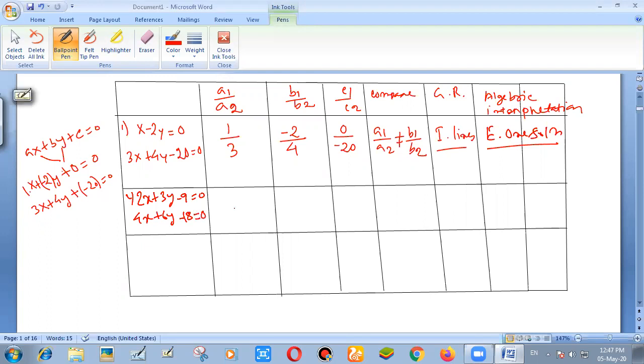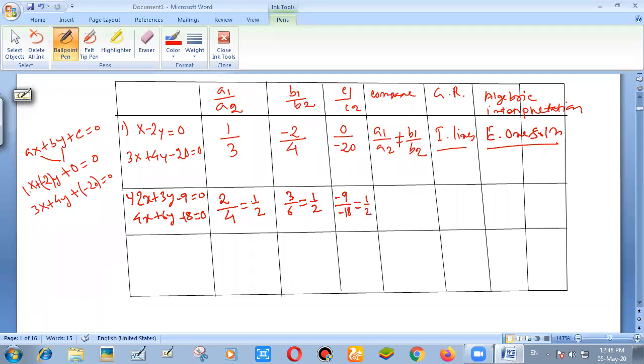Now tell me, what will be the value of a1 and a2 here in these two equations? A1 will be 2 and A2 will be 4, that means 1 by 2. And what will be the value of b1 and b2? 3 by 6, that means 1 by 2. What will be the value of c1 by c2? Minus 9 by minus 18. Minus and minus will get cancelled, so it will be 1 by 2.